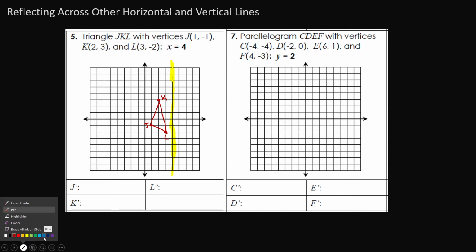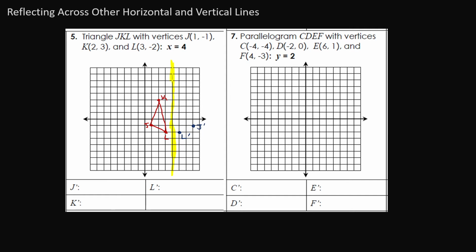This time there's not really a rule to this, but you just want to make sure that your image points are equal distance from the line of reflection as the pre-image points. So if I look at L, I notice it's one coordinate away from the line of reflection. I'm going to go one coordinate the opposite direction to plot L prime. J is 1, 2, 3 away from the line. I'm going to stay at the same y value, but I'm going to move 3 units away from the line on the opposite side. Here's J prime.